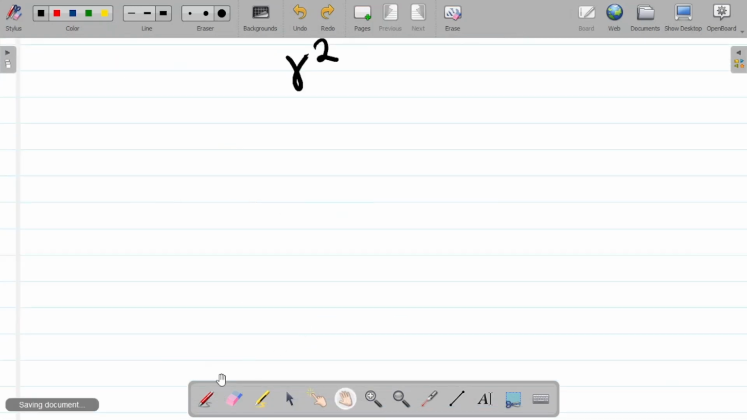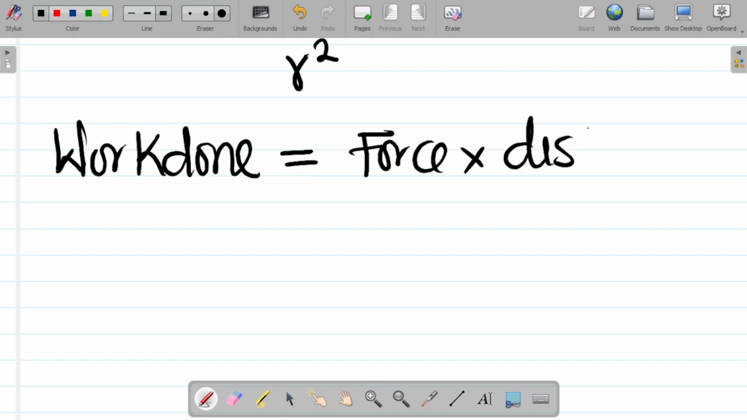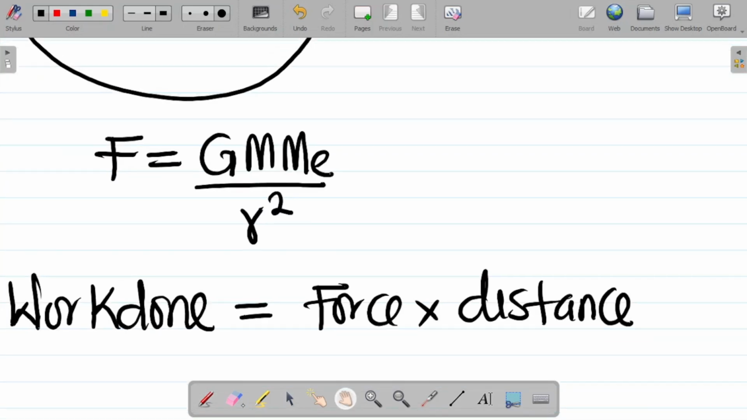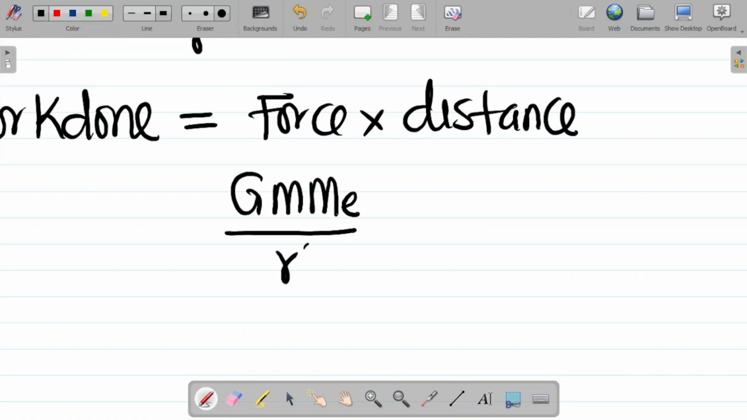The work done, recall that we said work done is equal to force times distance. That's work done. So for this case here, we've already gotten the force here as G M Me all over r squared. That's the force times the distance.